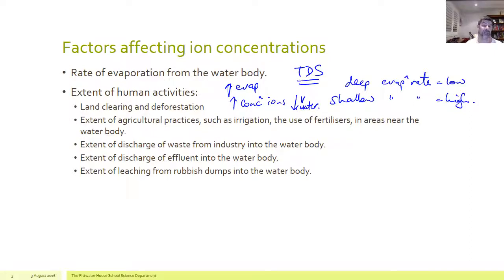Some of the human activities can also impact on this process. So things like land clearing and deforestation expose the soil, and the forest, the trees don't have the chance to hold that soil together, bind it together. So a lot of it is then washed away, particularly in heavy rain, into the water bodies.